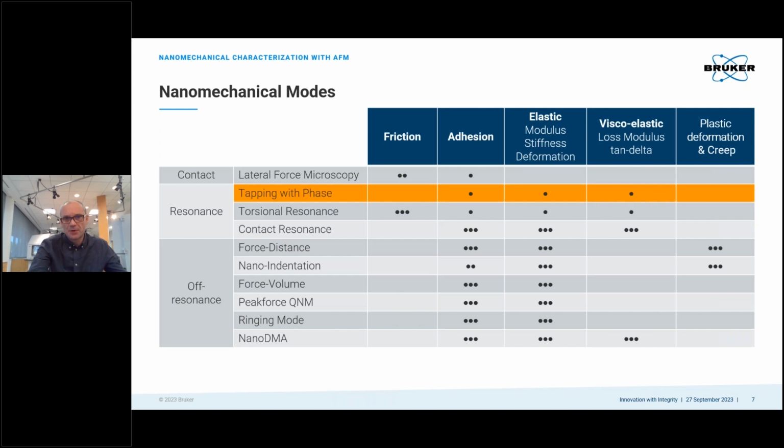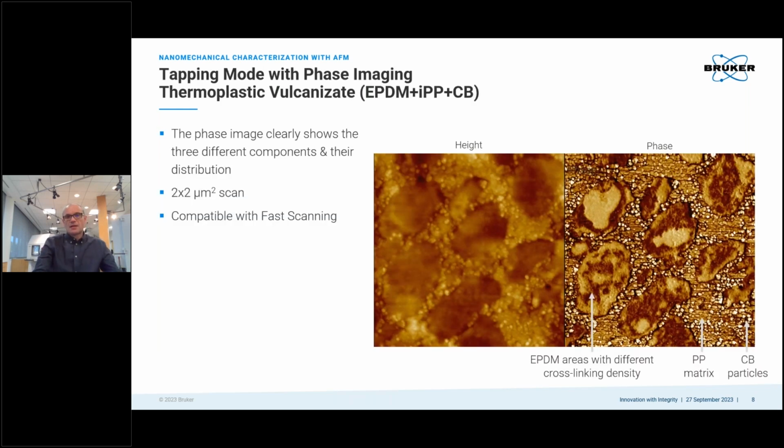So I'll start with the tapping mode. Tapping mode is a very powerful method. It can obtain extremely high resolution and can do that quite fast. It's one of the fastest, if not the fastest, AFM imaging mode. When we do tapping, we typically do an amplitude feedback, but we can also collect that phase image. The phase image is actually a very sensitive measurement for variations in material properties. And often those variations are of mechanical nature.